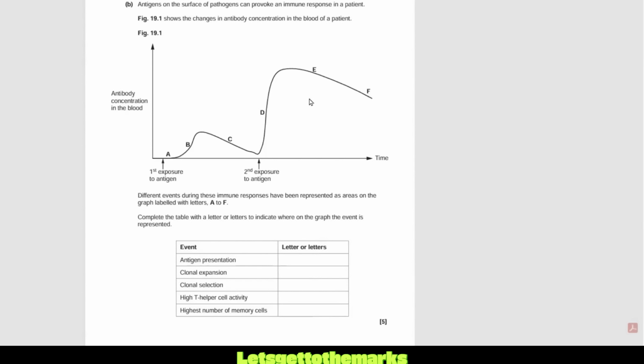Okay, here we have a very, very common graph. If you don't know this graph, you need to familiarize yourself with this graph. You should have a revision card with this graph on, and you should know what's going on at the peaks and troughs on this graph. And it is the antibody concentration graph. That could be white blood cells or memory cells written over there as well. But normally it's the antibody concentration in the plasma or the blood.